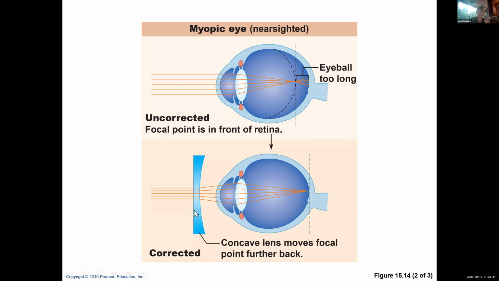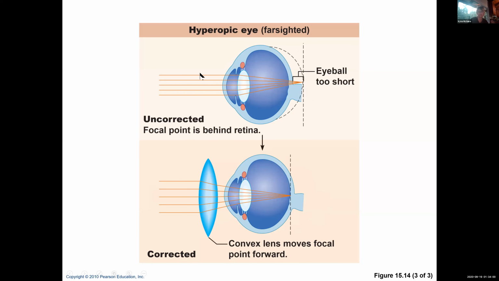So then we use a concave lens, so we decrease this refraction. You see how we first diverge those parallel rays, and then they converge back right on the retina. Now, when it's a hyperopic eye, the focal point is behind the retina because the eyeball is too short, and this can be corrected with convex lenses that move the focal point forward.